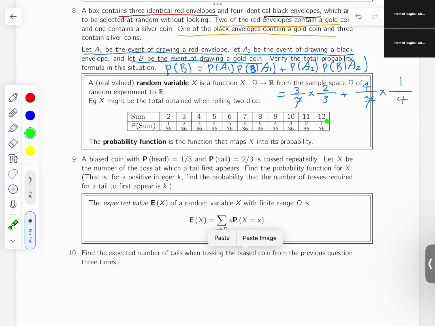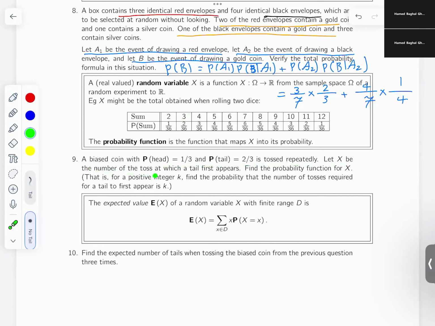To get this one, you need to refer to the sample space, the space of the whole scenario, when you roll 2 dice. For example, for this one, 1, 2, and 2, 1. So 2 cases, 2 out of 36.